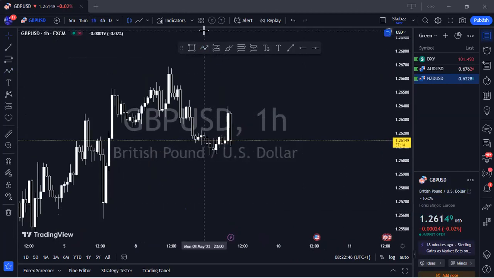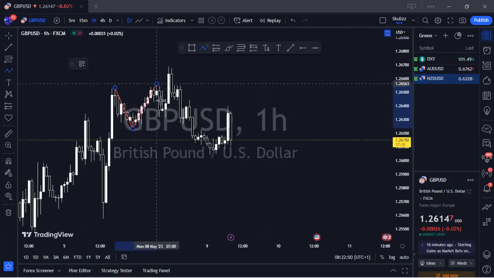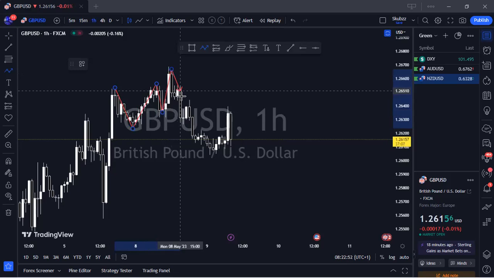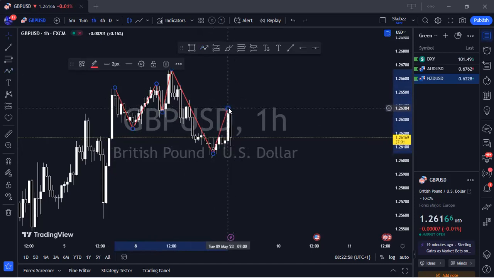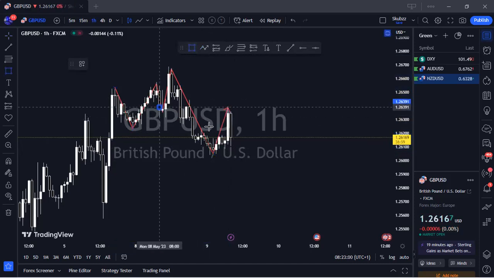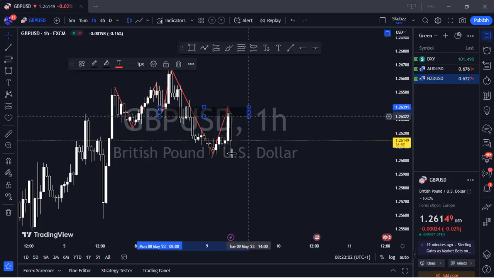So on the 1H now, if you look at what has been happening, we basically created a lower high, equal high, higher low, higher high. Then we failed to create another higher high, and then we broke below it. And if you look at this clearly, we just came back and tested that level that was broken. So currently price is more or less in that sell.